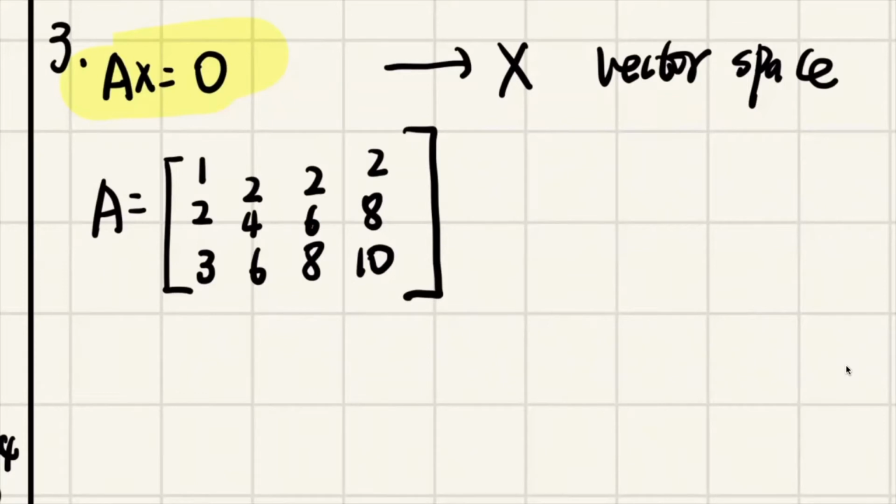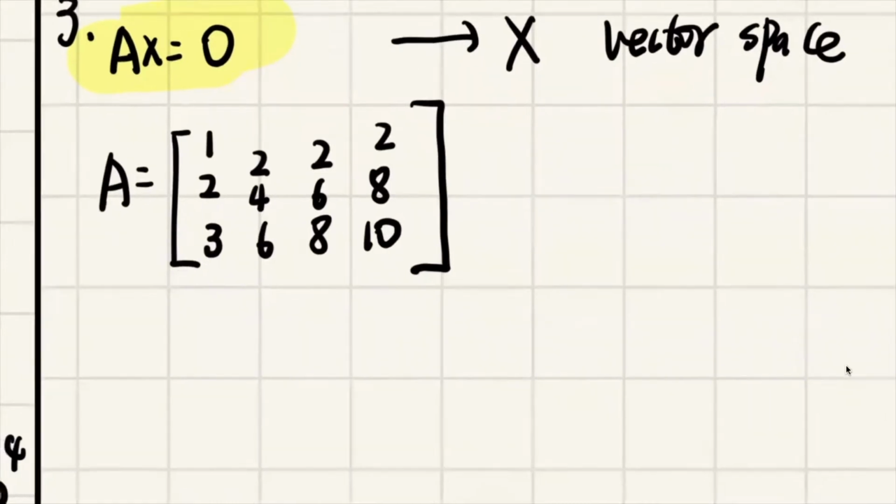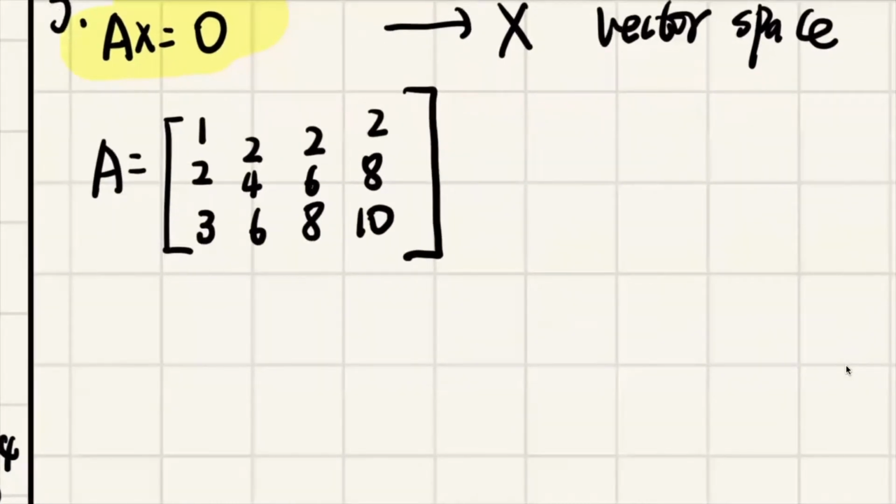We want to find the vector space of x. So here we get a matrix A, and the first thing we have to do is the elimination, right? We use linear combinations to do the elimination. Here we got 3 rows, 4 columns, so it's a 3 by 4 matrix.